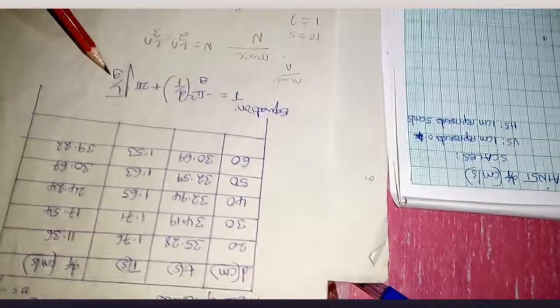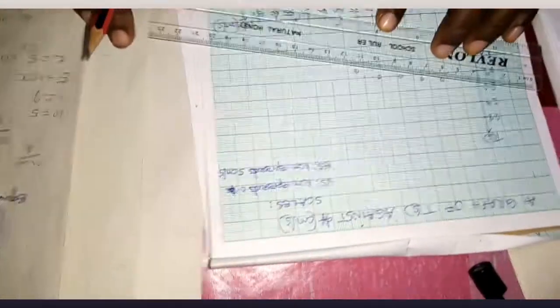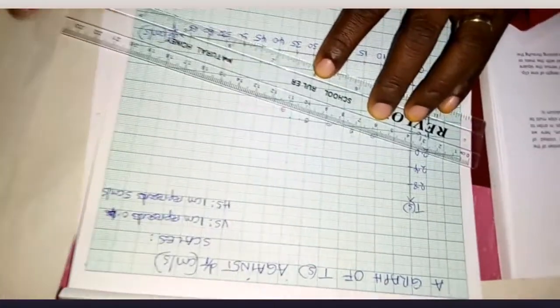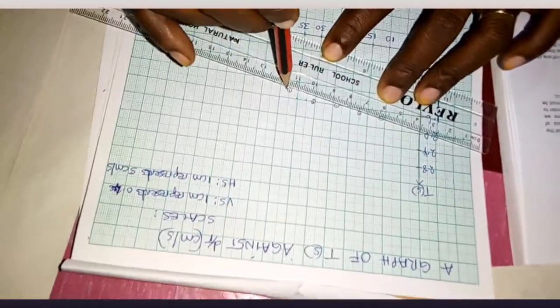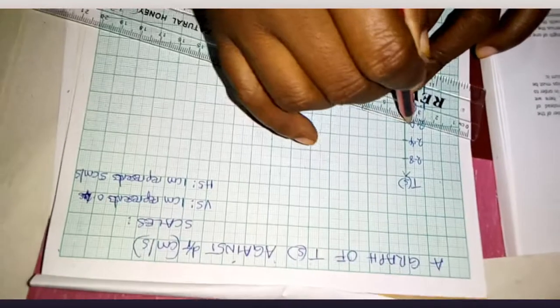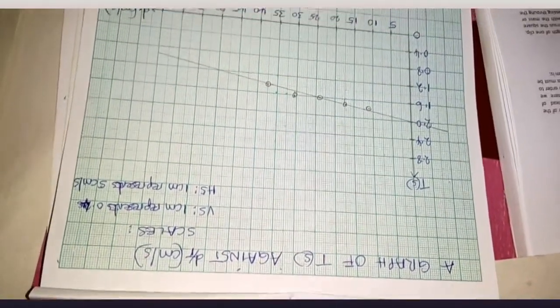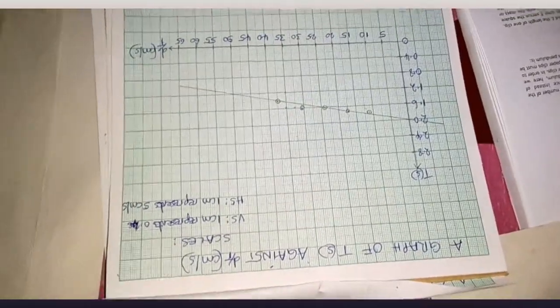The theory says that the equation is a straight line with the y-intercept, but it has a negative slope. So let us draw the negative slope. A straight line with a negative slope. It contains almost all the points. This is my straight line with a negative slope.